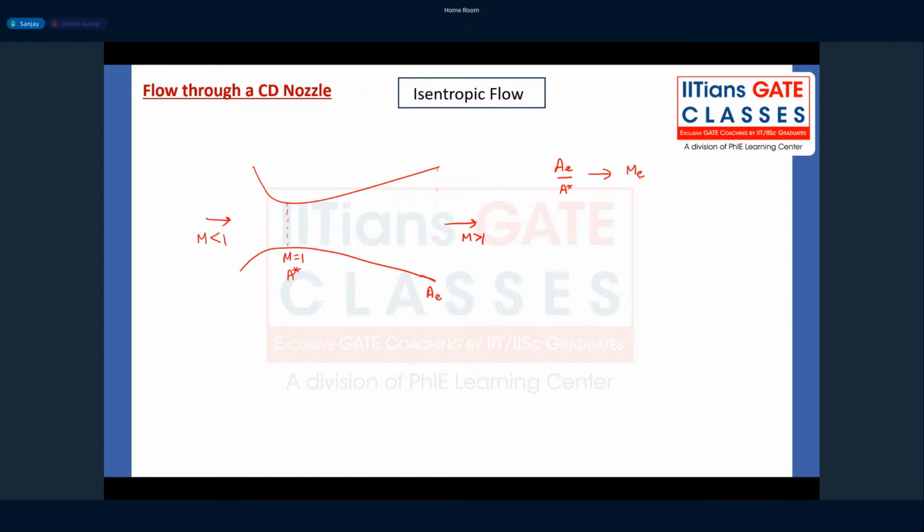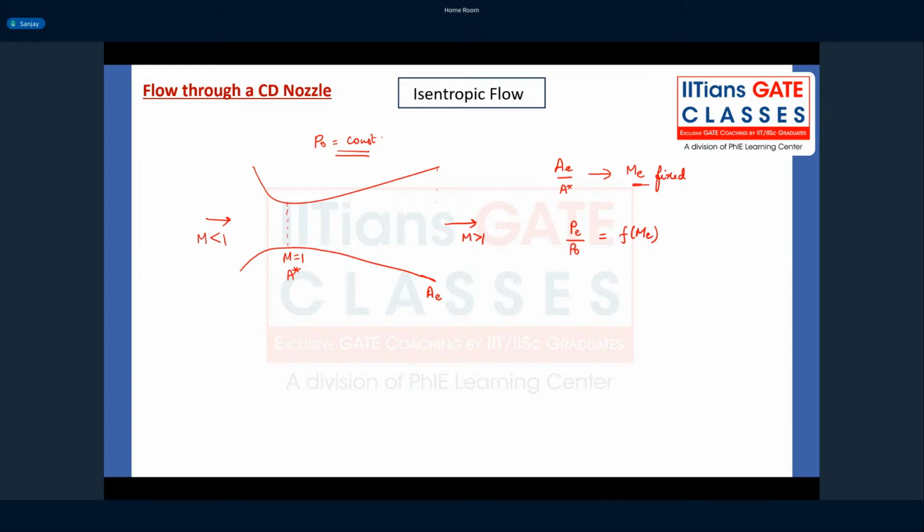So you will choose a supersonic value of Mach number at the exit. Now, because my ME is now fixed, and if I have an isentropic flow throughout the nozzle, you can use isentropic relations and you will know what your PE by P naught is, which is a function of Mach number. That is the ratio of static pressure at the exit to the stagnation pressure. Because it is isentropic flow, my stagnation pressure is going to be constant.